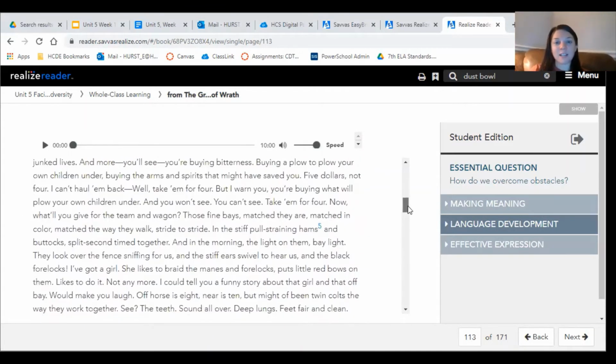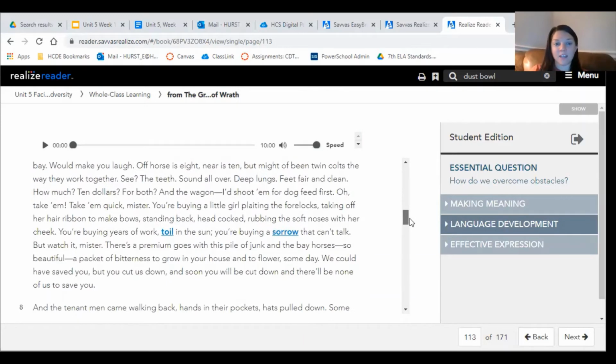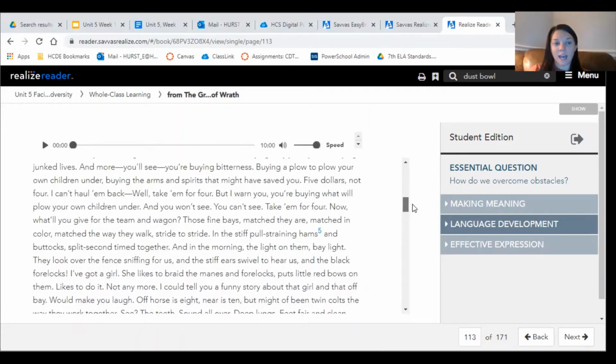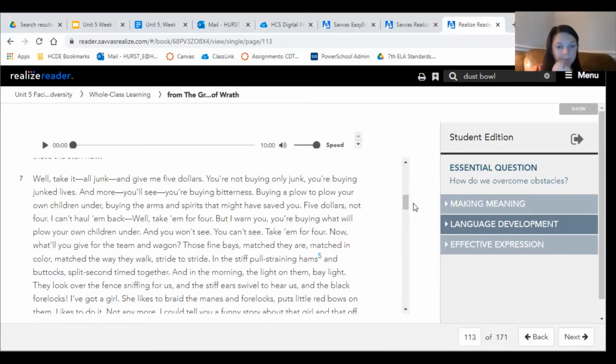Now I want you to look at this really long paragraph, paragraph 7. Read through that again. And then what do you notice is repeated in paragraph 7? What does it mean?